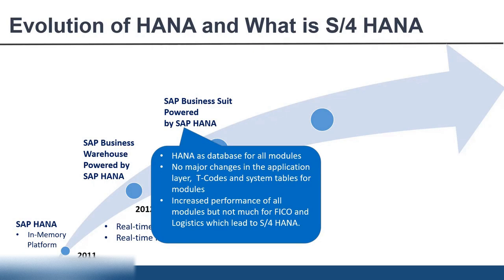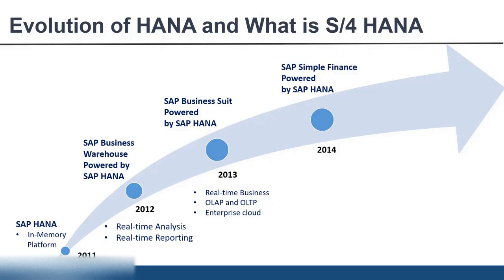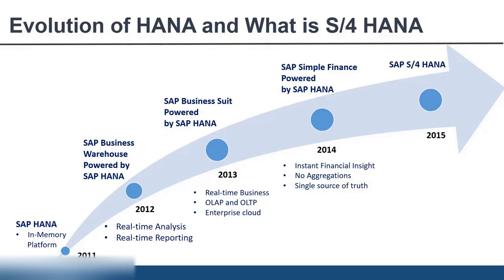So Business Suite on HANA was nothing but all ERP modules, that is all ECC modules, on top of HANA, wherein the T codes were the same, the system tables were the same, and the performance was increased to some extent, but not as expected for some modules like FICO and logistics. That is why in 2014 SAP came up with the concept of simple finance and simple logistics on top of HANA to increase the performance of finance and logistics modules. You will learn about simple finance and simple logistics in the next slide. And then finally in 2015 SAP came up with the concept of S4 HANA, which was a totally new product. So this is how HANA has evolved over the last few years.